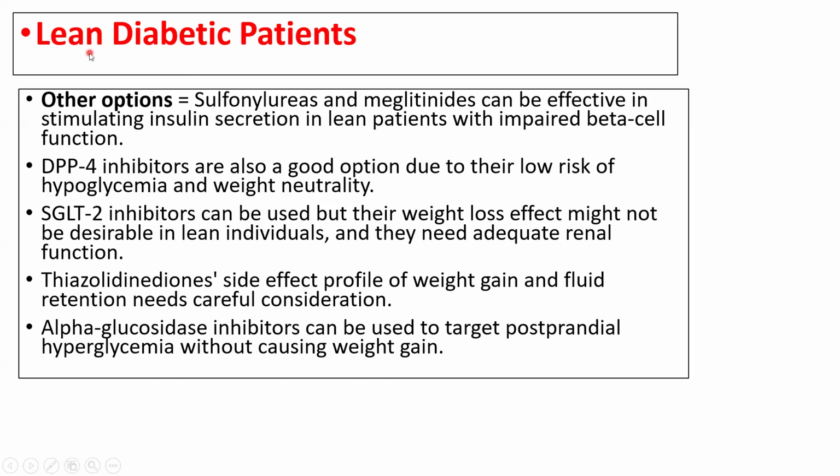Okay. For lean patients, other options: sulfonylureas and meglitinides can be effective in stimulating insulin secretion in lean patients with impaired beta cell function. DPP4 inhibitors can also be a good option due to their low risk of hypoglycemia and weight neutrality. SGLT2 inhibitors can be used, but their weight loss effect might not be desirable because these patients already have less weight. Okay, they need adequate renal function. Thiazolidinediones' side effect profile of weight gain and fluid retention needs careful consideration. Alpha glucosidase inhibitors can be used to target postprandial hyperglycemia without causing weight gain.